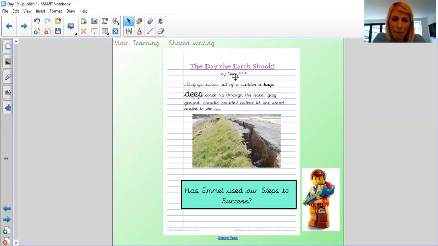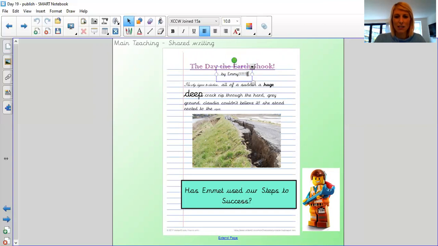Then he's put by Emmy and loads of exclamation marks. I don't really like that. If we're an author and we are publishing our work, then we need to be a little bit formal, don't we? So I'm going to change that. We don't want all of those exclamation marks. We just want by Emmett.